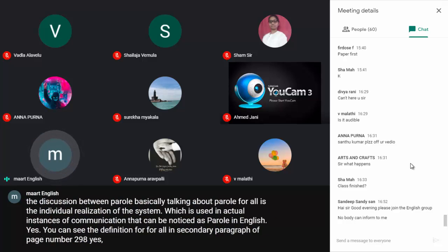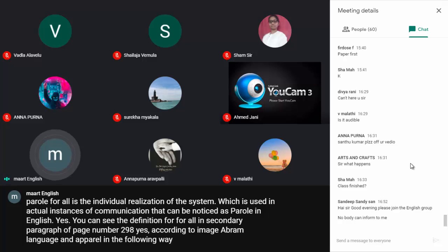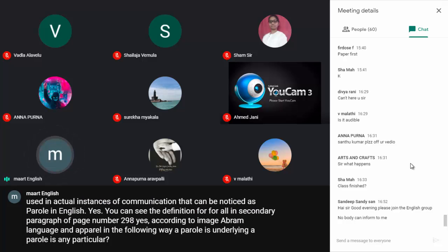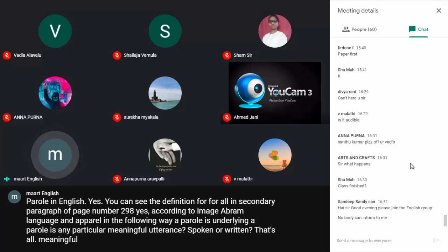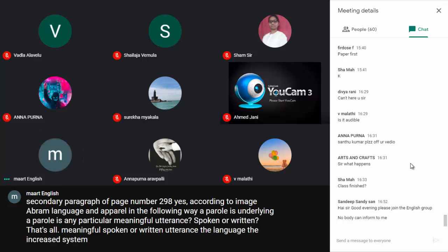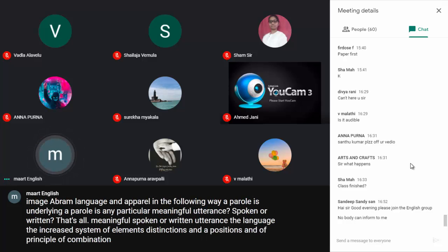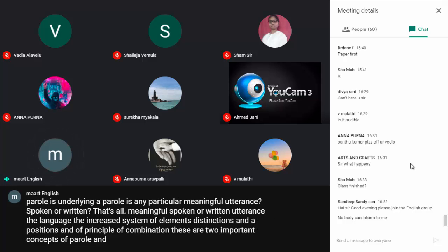According to M.H. Abrams, language and parole are defined in the following way. A parole, underline, is any particular meaningful utterance, spoken or written. That's all: meaningful, spoken or written utterance. The language is the implicit system of elements, distinctions, and oppositions, and of principles of combination. These are two important concepts of parole and language.